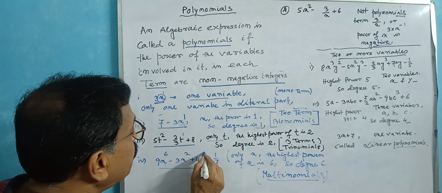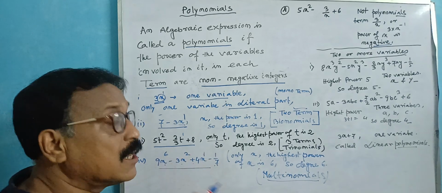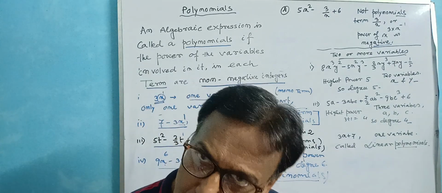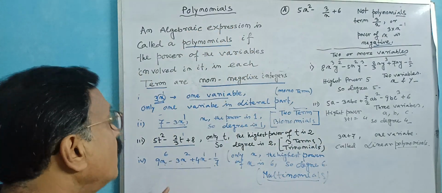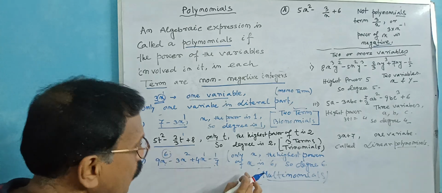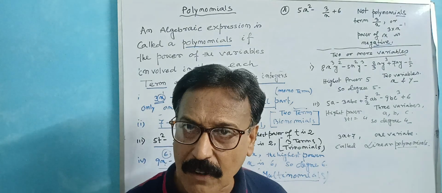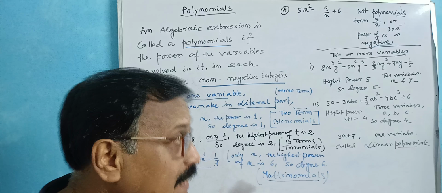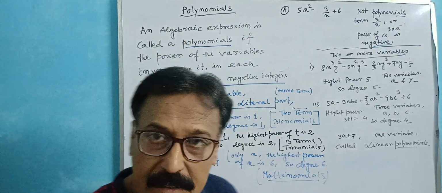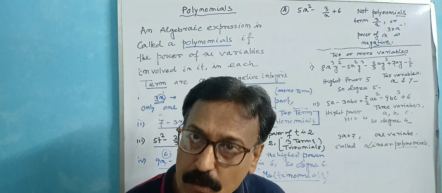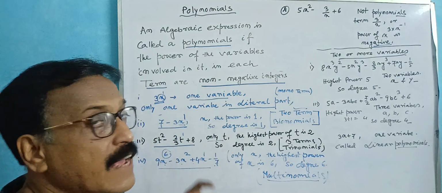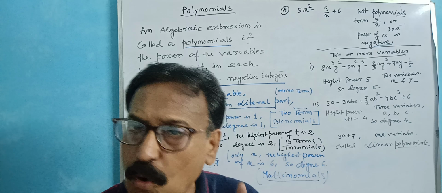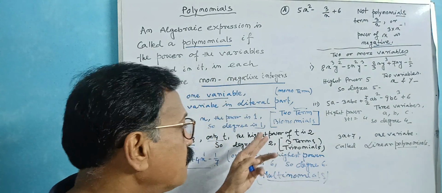Now the powers of x are 1, 2 and 6. All are positive, so it is a polynomial. Okay, no problem for x. By definition it is a polynomial. Now what is the highest power? 6. So the degree is 6. This is the basic concept of the polynomial, the terms, which one we call a polynomial, which one is not, and the degree and the terms. One single term is mono, two terms bi, three terms tri, and so on.